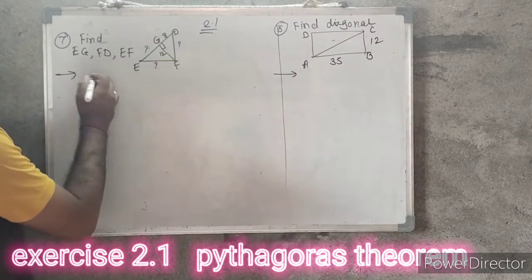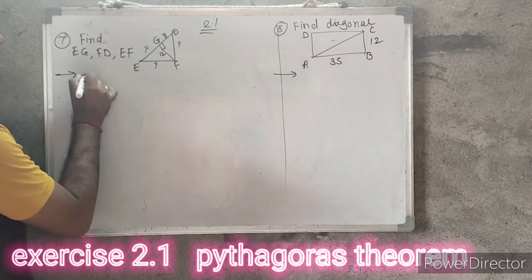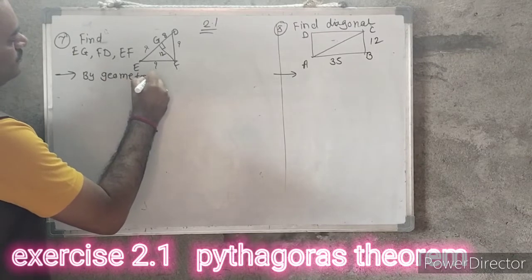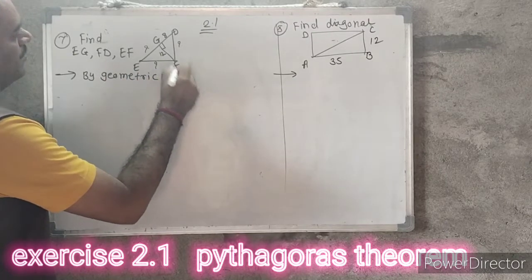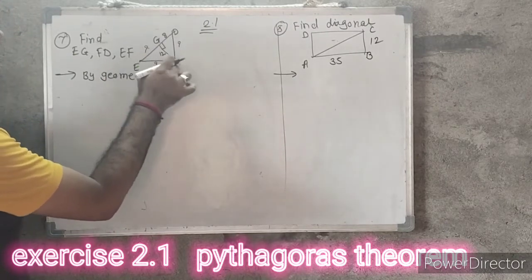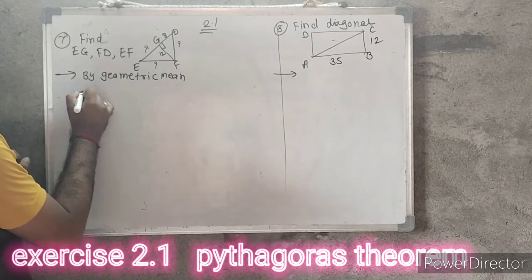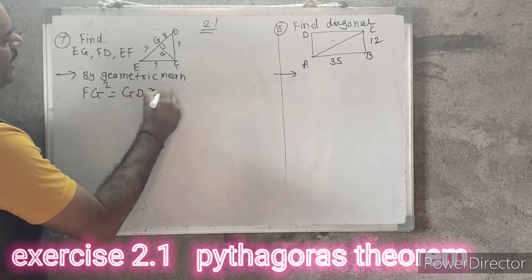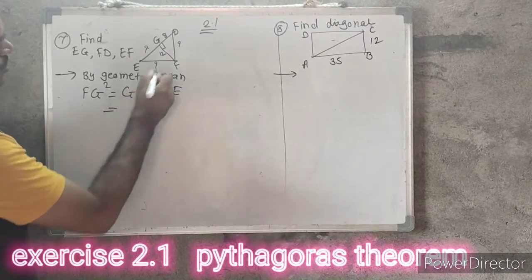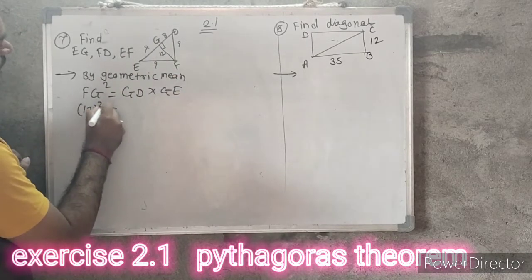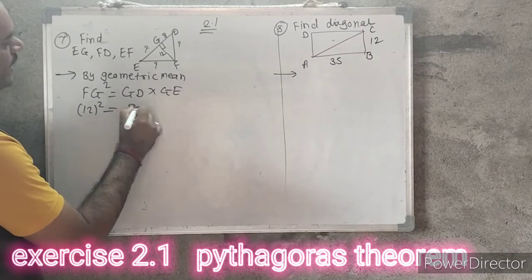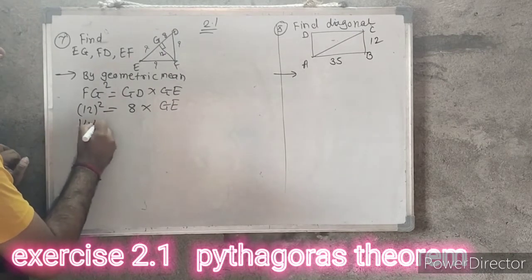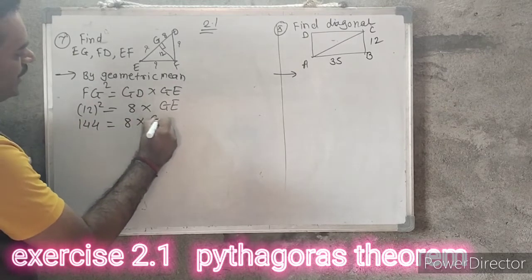For finding the GE, use the geometric mean. So you have to write that by geometric mean, FG square is equal to GD into GE. So FG is 12. 12 square is equal to what is the GD? 8. What is the GE? We don't know. So 12 square, 144, is equal to 8 into GE.